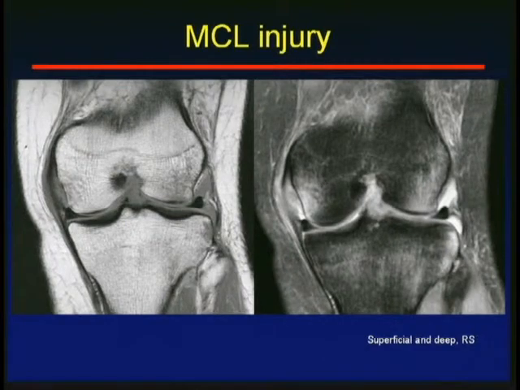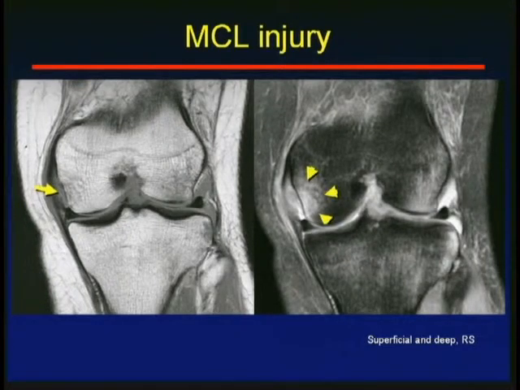More significant injury in this patient, where the superficial ligament again shows increased signal within its substance. There are caliber changes which will often take the form of this thinning, turning to thickening. And in this case, you can see that the meniscofemoral component of the ligament has also been injured. We can see the meniscotibial component, but the meniscofemoral component is thickened.